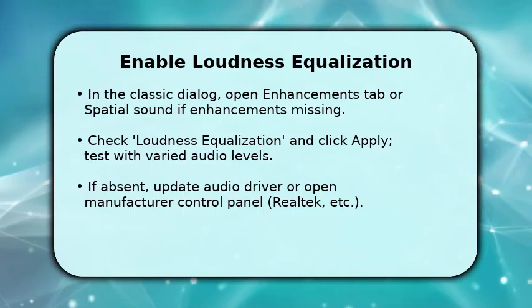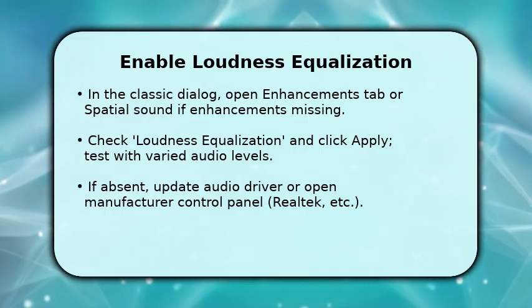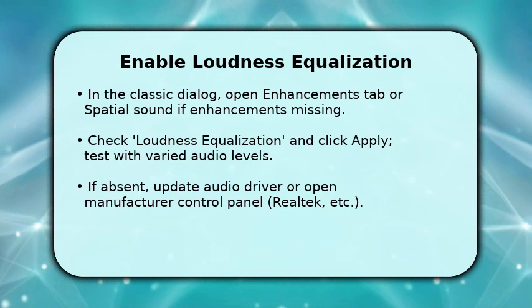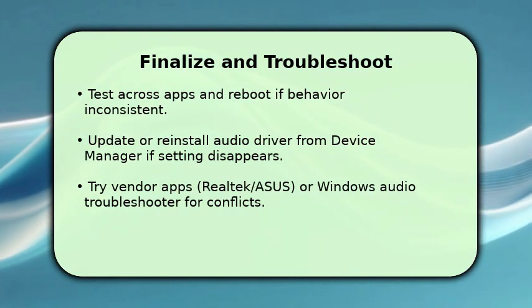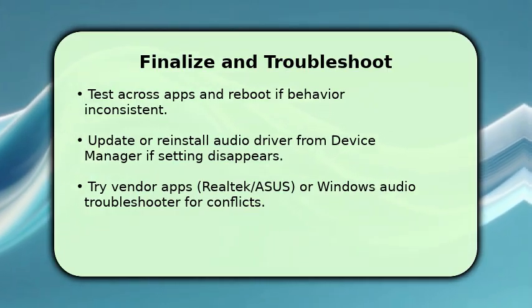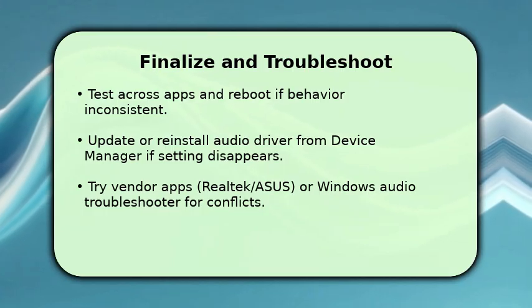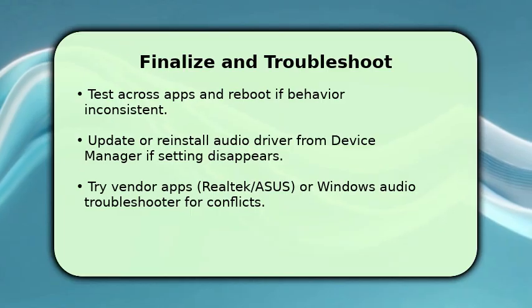If the option is missing, make sure drivers are current or open your audio chipset control panel, because some vendors move the setting there. Finish by confirming consistent results across apps and system sounds, play music, video, and a notification to check balance. If you see no change, reboot and retest because drivers sometimes need a restart to apply enhancements.